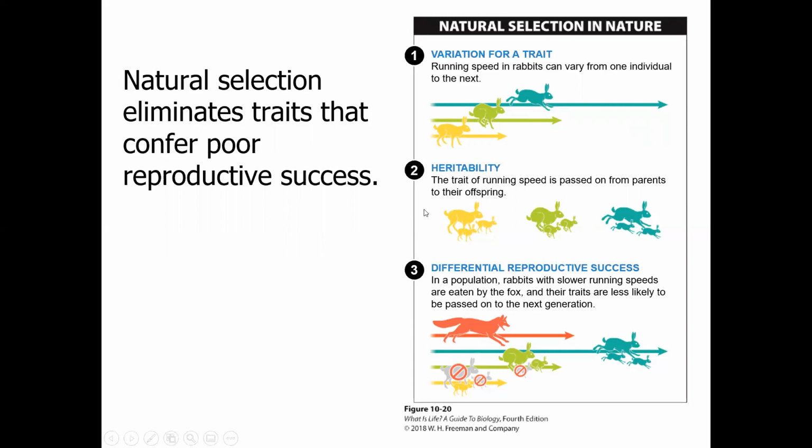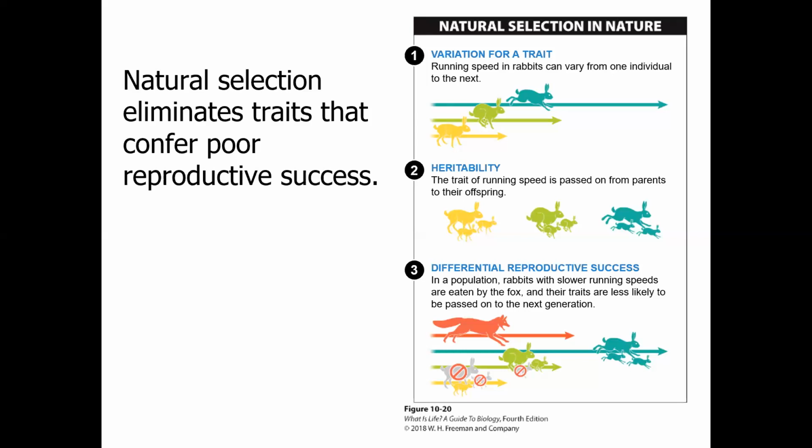Additionally, those traits are able to be passed on from the parent to the offspring. So our yellow slow rabbits will pass on their lack of running speed to their offspring, so they won't run as quickly. The medium green rabbits will pass on their genes and have medium running speed rabbits. And then the turquoise rabbits will pass on their genes and have very quick running rabbits. And then with our third condition, our differential reproductive success, we have a population of rabbits whose natural predator is the fox. And the fox is going to eat the rabbits, of course, but most likely the foxes are going to be able to eat the slower rabbits very easily because they're not going to run very quickly and they won't be able to get away.